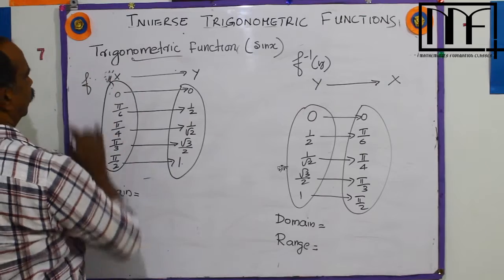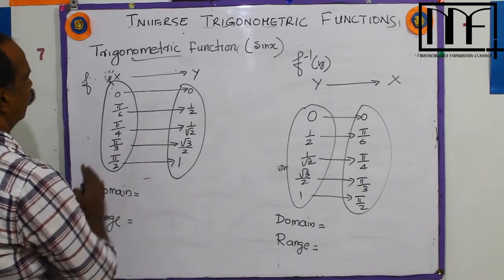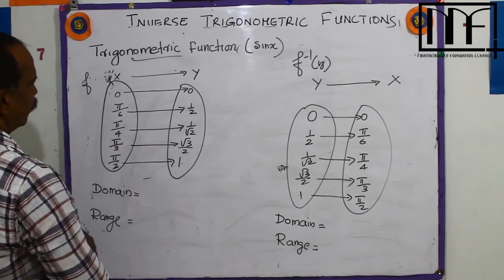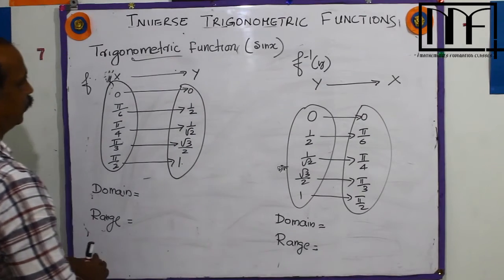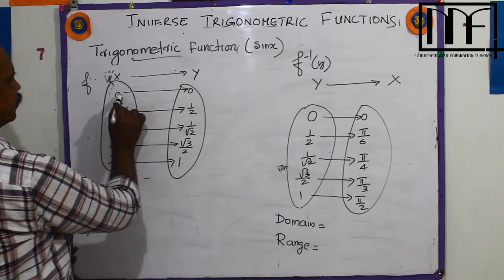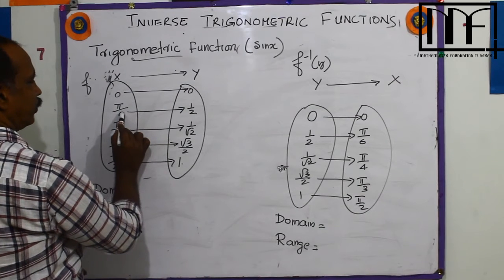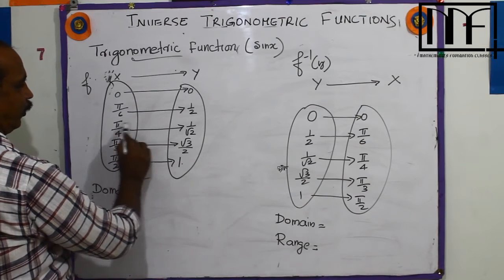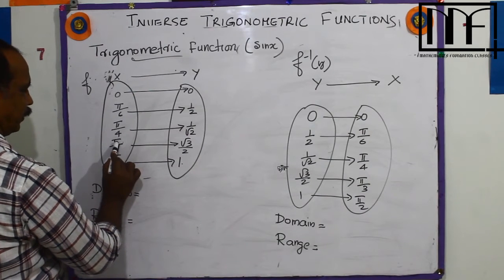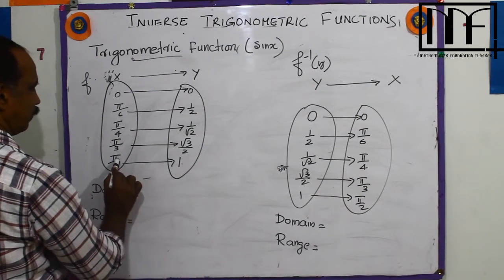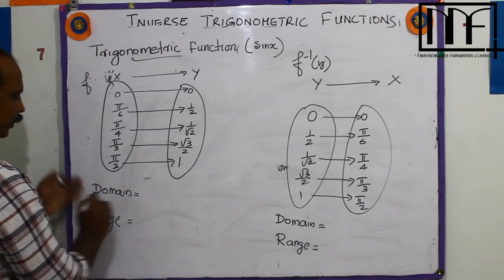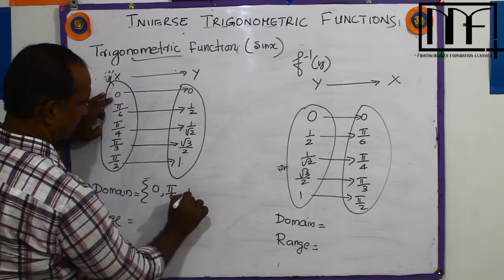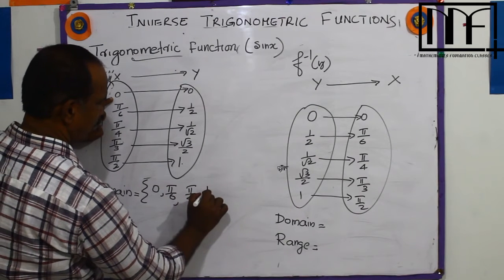The function f from x to y, where x is the domain: the angles given in radians, and the range, which is the values of the sine function here. Sine 0 is 0, sine pi by 6, that is 30 degrees, is 1 by 2, sine pi by 4, which is 45 degrees, is 1 by root 2, sine pi by 3, which is 60 degrees, is root 3 by 2, and sine pi by 2, 90 degrees, is 1 here. Therefore the elements in the domain are 0, pi by 6, pi by 4, pi by 3 and pi by 2.